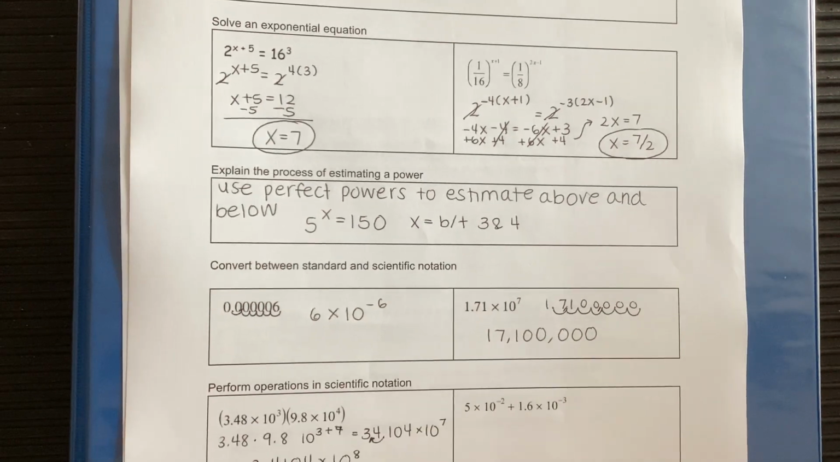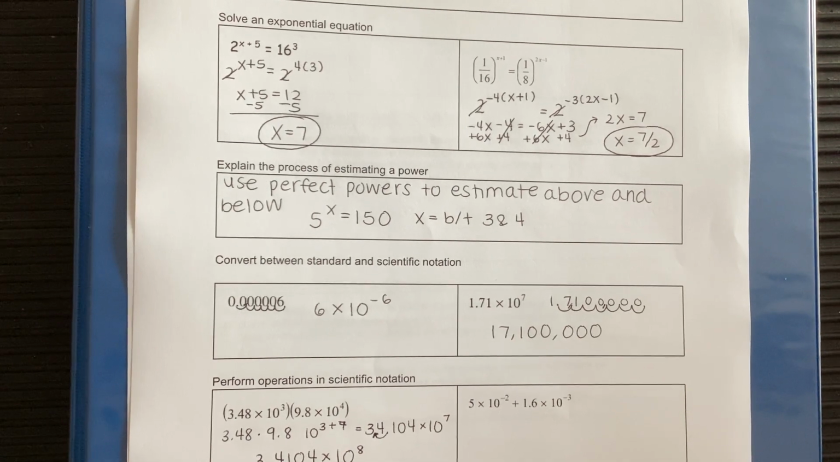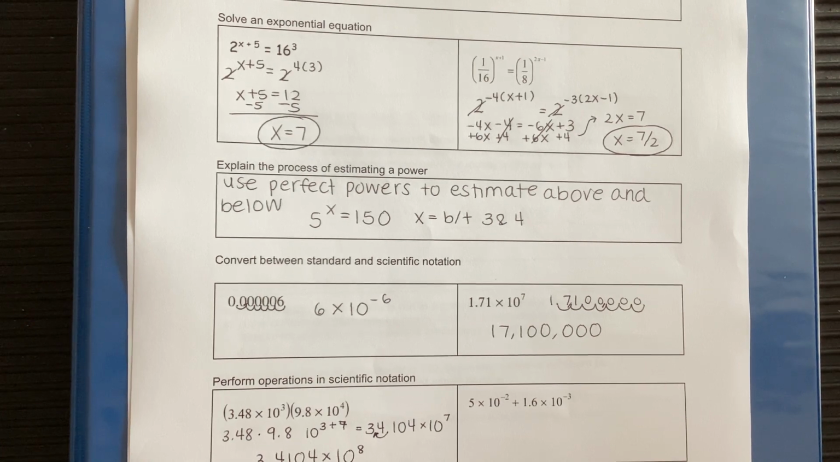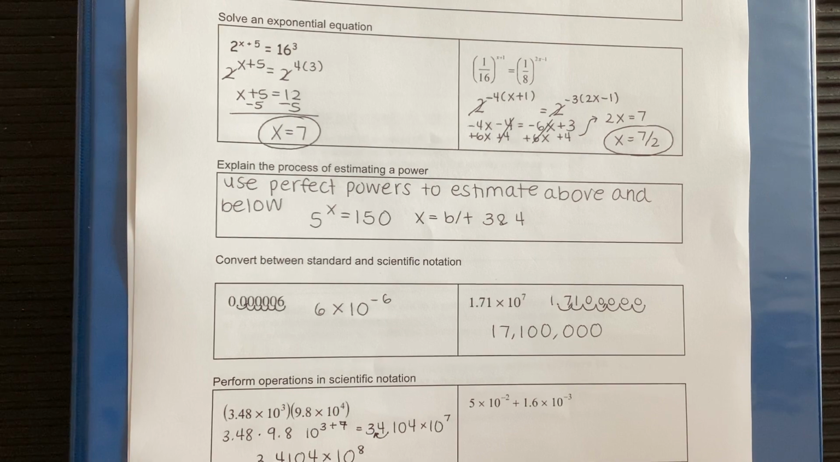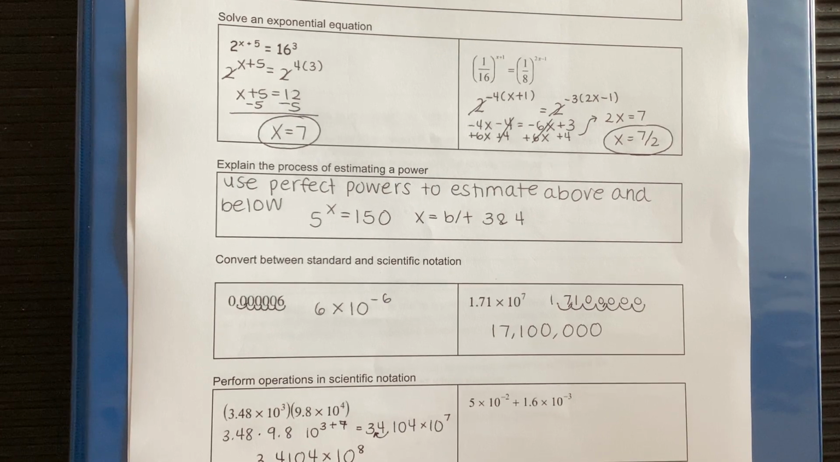Estimating, you should feel good about estimating. So use kind of your perfect powers. So if you have 5 to the x equals 150 and they want you to estimate, well, you know 5 to the 3rd power is 125. 5 to the 4th power is 625. So you know it's going to be somewhere between 3 and 4. You should be able to estimate.